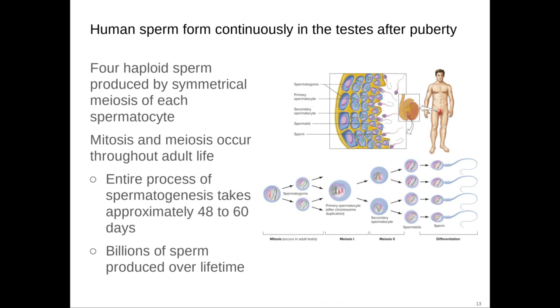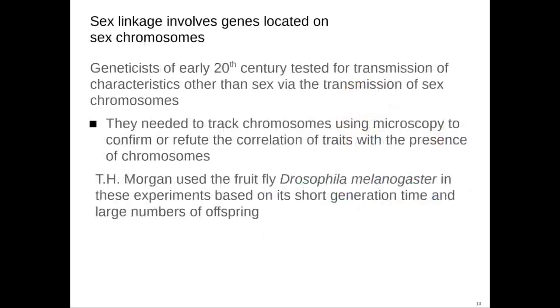And the entire process of spermatogenesis takes males approximately 48 to 60 days, so not a lot of time, especially considering humans live for decades. But billions of sperm are produced over a lifetime. So as I mentioned, if you're a male, you produce sperm starting day 1 of puberty, and you don't stop producing sperm until after you're dead. So just the way it is. Now, that's how we make the birds and the bees, I guess.